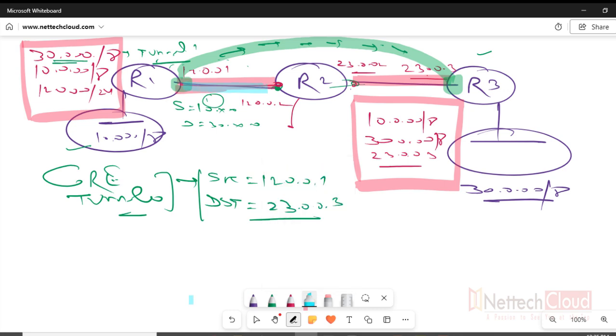Physical path means R1 to R2. But now what happens? Tunneling means now the packet is encapsulated. Further encapsulated, extra layers are added.